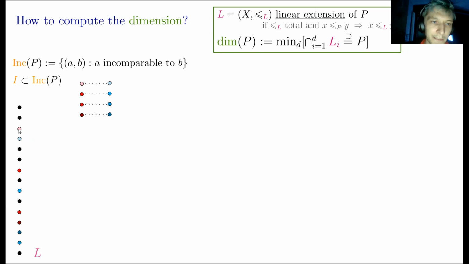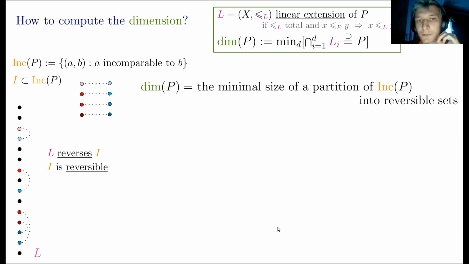Okay, and now note that each red is above the corresponding blue. So for example, this light red is above light blue. Okay, now it's easier. This red is above this blue, this red is above blue, red above blue. So this means that I reversed all my pairs. So L reverses I. And if such an extension exists, then I is reversible. And having this notion, one can define dimension in an equivalent way to be the minimal size of a partition of incomparable pairs into reversible sets.